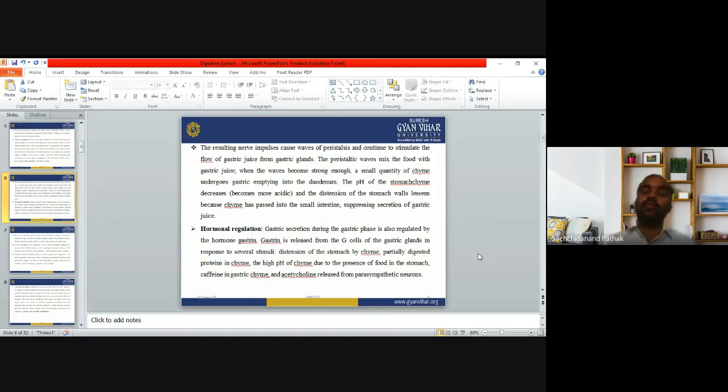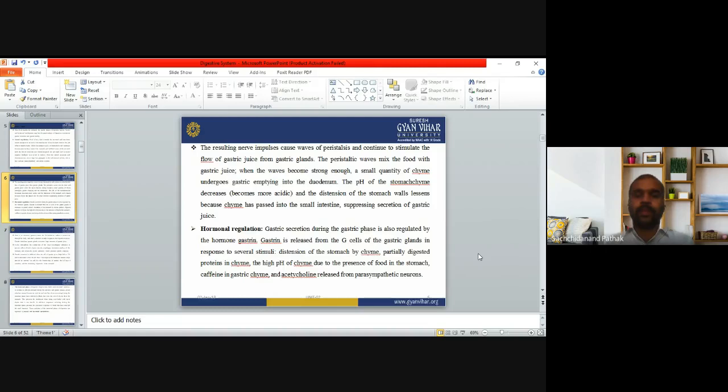the hormonal regulation. How hormones regulate the gastric phase. Now gastric secretion during the gastric phase is also regulated by the hormone that is called gastrin. It's released from the G cells of the gastric glands in response to several stimuli: distension of the stomach by the chyme, partially digested protein in the chyme, high pH of chyme, due to the presence of food in the stomach, caffeine in gastric chyme, and acetylcholine released from the parasympathetic neurons.